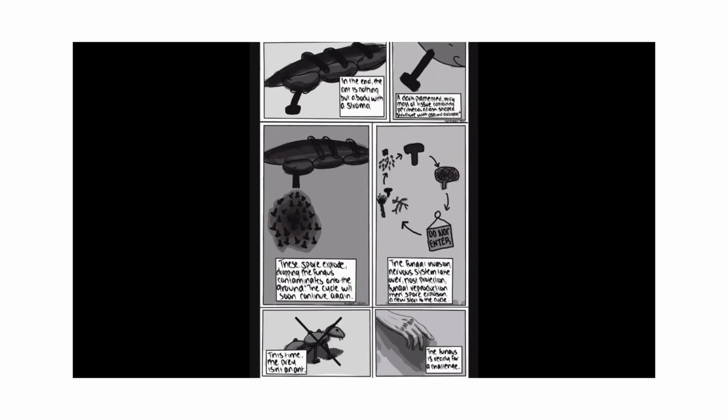In the end, the ant is nothing but a body with a stroma, a dark pigmented, weary mass of tissues containing perithecia, a flask-shaped structure with asci and ascospores. These spores explode, dropping the fungus contaminants onto the ground. The cycle will soon continue again. The fungal invasion, nervous system takeover, host protection, fungal reproduction, then spore explosion, a new start to the cycle.